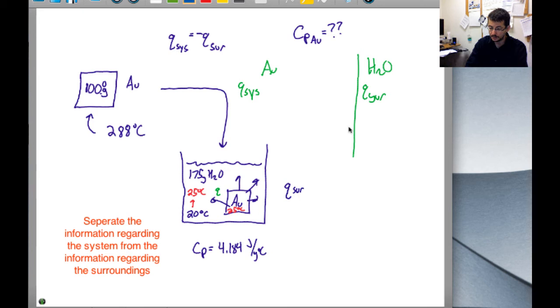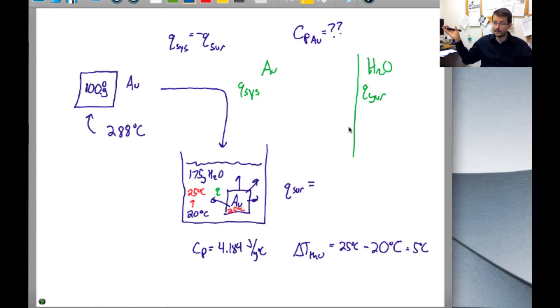The Q of the surroundings, in this case the Q of the water, will be determined by the temperature change in the water. So the delta T of the H2O will equal 25 degrees centigrade minus 20 degrees centigrade, final minus initial, or 5 degrees centigrade. It's a positive value, which means our Q is positive, which is reasonable. Our temperature is going up in our water, which means it is gaining heat energy. Positive.